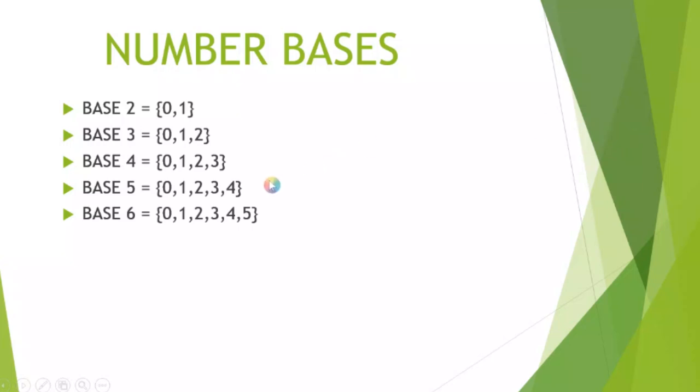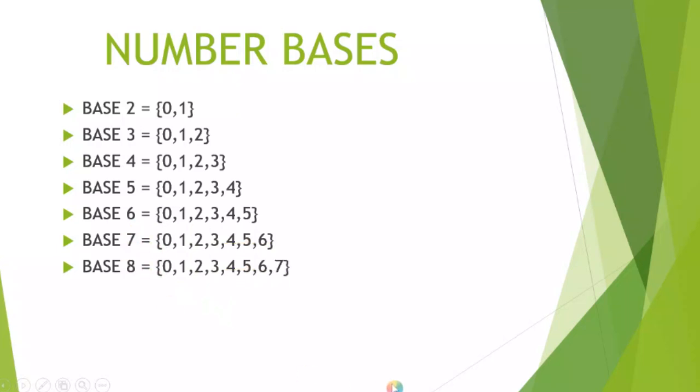Base 6 we're having 0, 1, 2, 3, 4, 5. Base 7 we're having 0, 1, 2, 3, 4, 5, 6. If you can see, this is 7 numbers that are in base 7. Base 8 consists of 0, 1, 2, 3 up to 7. Base 9 is 0, 1, 2, 3, 4, 5, 6, 7, 8.